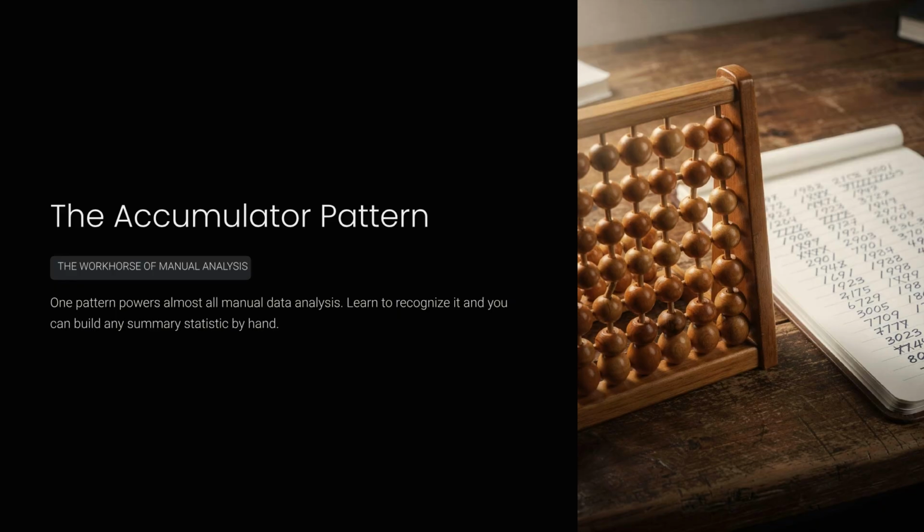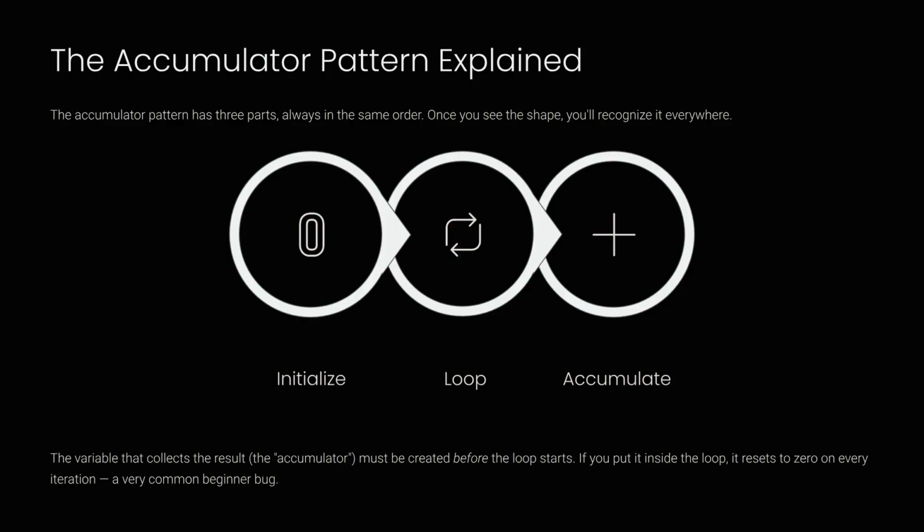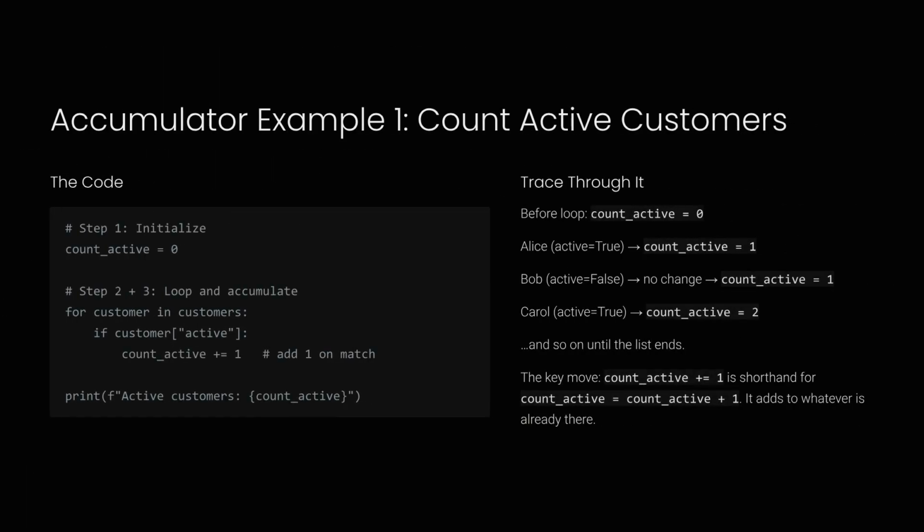Now, let's explore the accumulator pattern. This is the workhorse of manual data analysis. Master this single pattern, and you can build any summary statistic by hand. The accumulator pattern consists of 3 steps: initialize, loop, and accumulate. Always initialize your collector variable before the loop to prevent it from resetting on every iteration. In this example, we count active customers. By initializing "count_active" to 0 before the loop, we ensure we build a total as we iterate through each record.